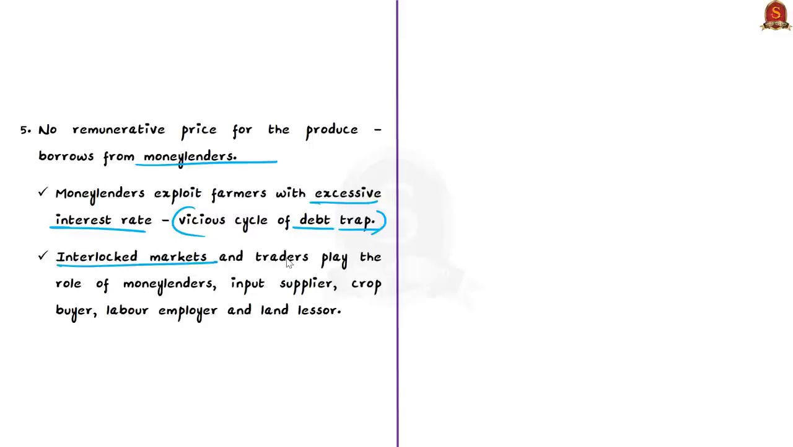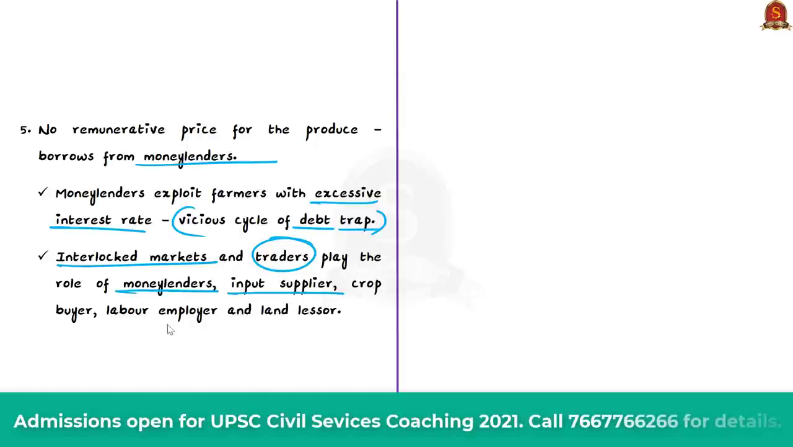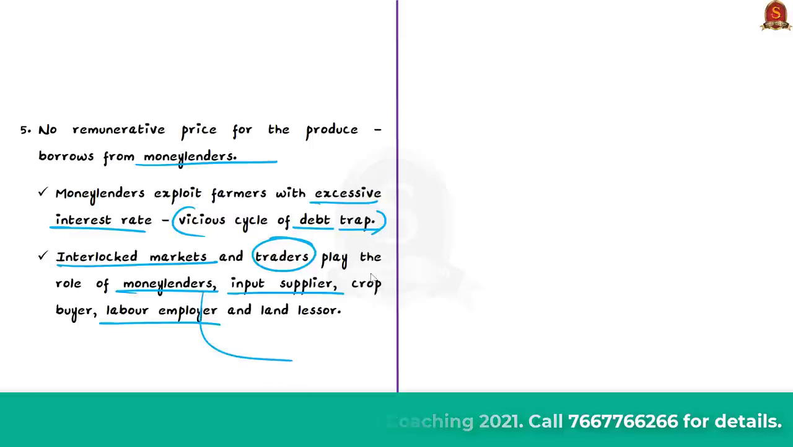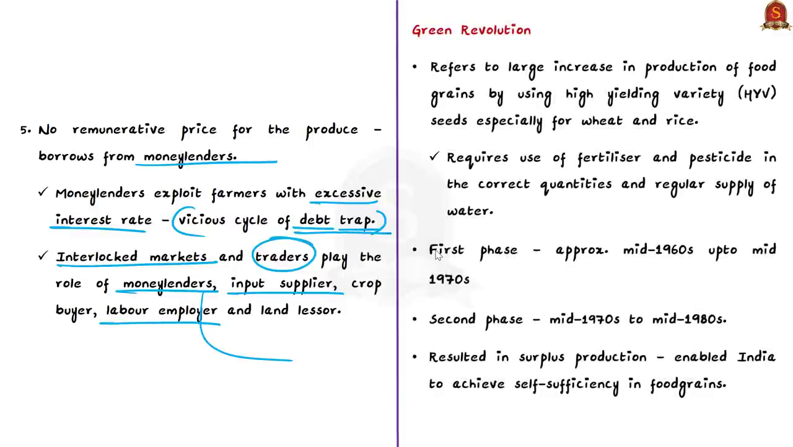See, most often the traders themselves are the money lenders. They are the input suppliers or crop buyers or labor employers or land lessors. And these are people who use exploitative practices. So at the end of the day, the farmer has no escape from these people and falls into the death trap of debt trap. All these specific characteristics and context mandate state intervention, particularly in multiple agricultural markets.